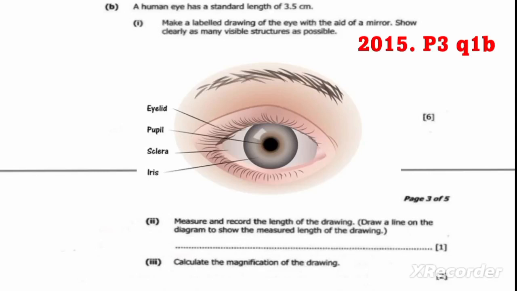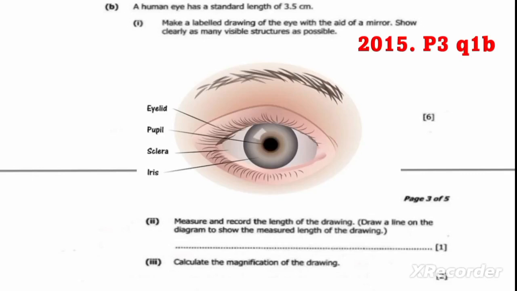So this is our suggested answer. Let us move to the next question, which is question B, Roman numeral 2. The question reads: measure and record the length of the drawing. Draw a line on the diagram to show the measured length of the drawing.